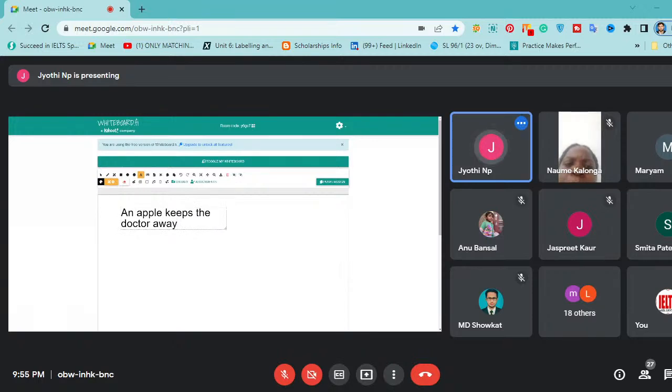Now if you write in running handwriting, at times some words could be illegible. That means we cannot understand them. So there you can lose marks for your spelling also. So keep it like this, not a running handwriting, just like this. Definitely, it would be more legible.